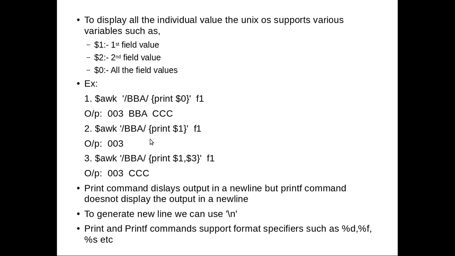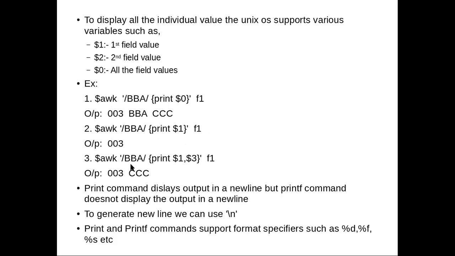So the output will be the entire field values of the record or the line which is containing the pattern BBA. Next, I am again searching for the pattern BBA in the file F1. If I find any record containing the pattern BBA, I want to display only the first field value of that line, or the first field value of that record. So what was that line which is containing 003 BBA CC? Here, if I find that record which is containing BBA, I want to know only the first field value. For that, we can give the action as print $1.